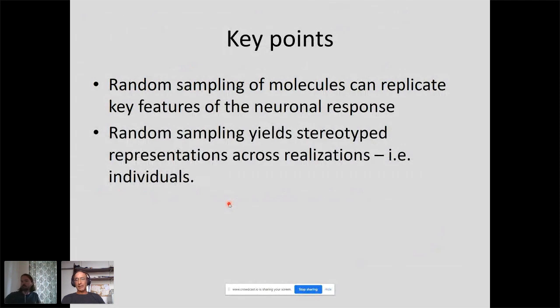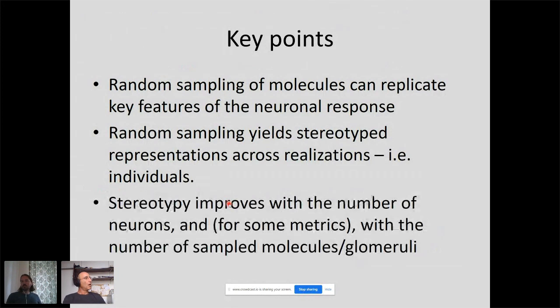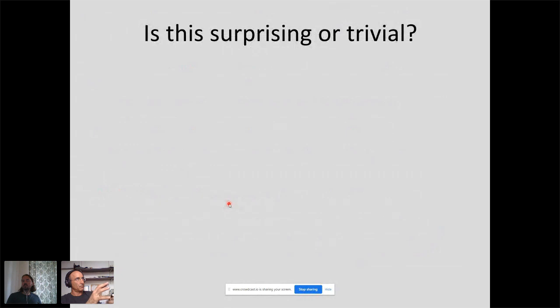Second, that the random sampling yields stereotyped representations across realizations. And I remind you that different realizations are like different individuals in this context. That is, different mice, for example, different wiring patterns in the AOB, which are supposedly random. And I showed you also that stereotypy improves with the number of neurons, and for some of the metrics, like those shown here, also with the number of sampled molecules per glomerulus. That's molecules per mitral cell.